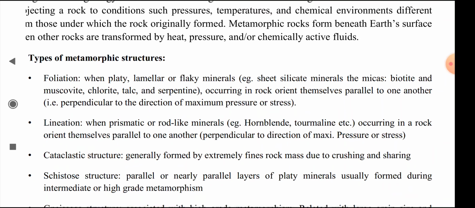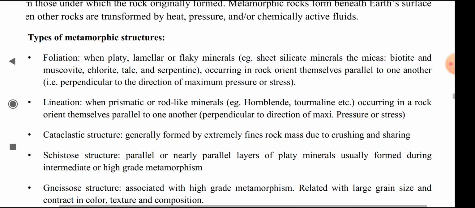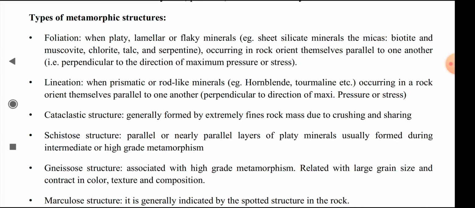Foliation. When lamellar or flaky minerals, for example sheet silicate minerals, the micas, biotite and muscovite, chlorite, talc and serpentine, occurring in a rock align themselves parallel to one another, that is perpendicular to the direction of maximum pressure or stress. Lineation. When prismatic or rod-like minerals, for example hornblende, tourmaline, etc., occurring in a rock align themselves parallel to one another, perpendicular to the direction of maximum pressure or stress.